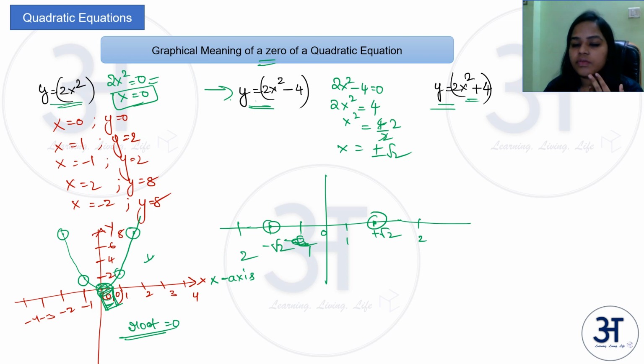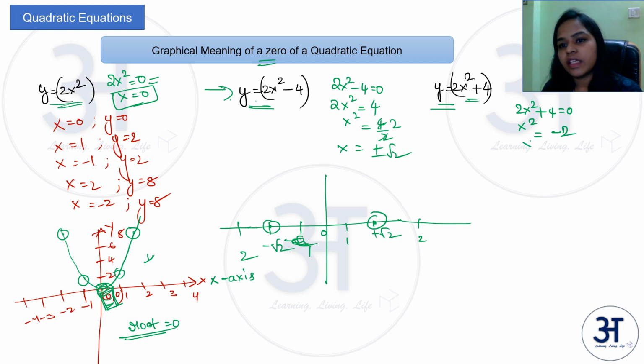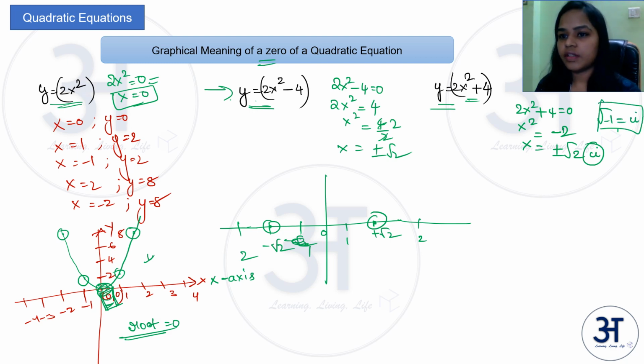Let us look at what this parabola stands for: 2x square plus 4 equal to 0. So x square is equal to minus 2. X is equal to plus minus root 2i. So this is an imaginary number. So root minus 1 is equal to i, for those who are not familiar with this.